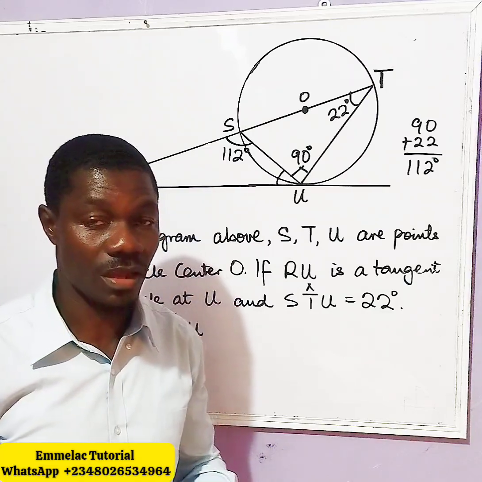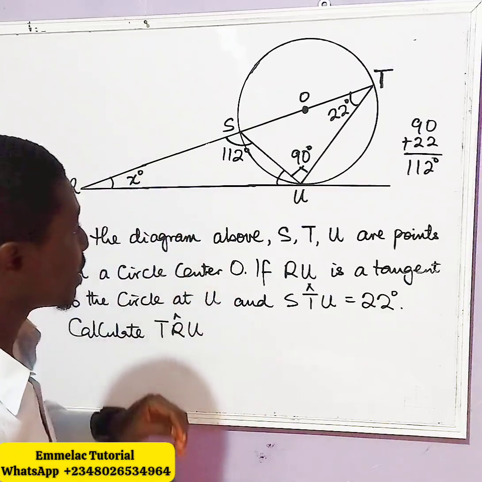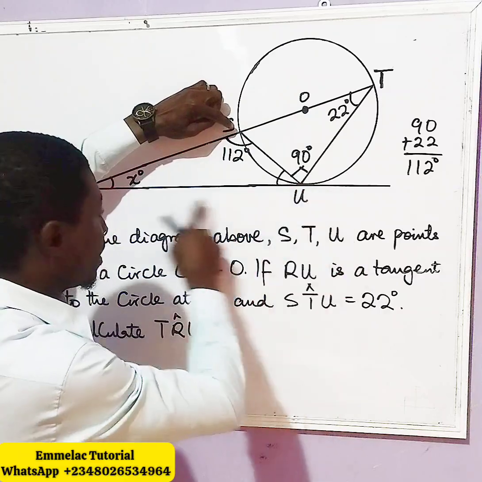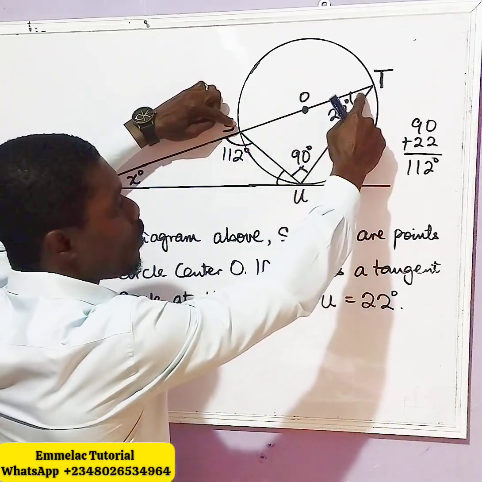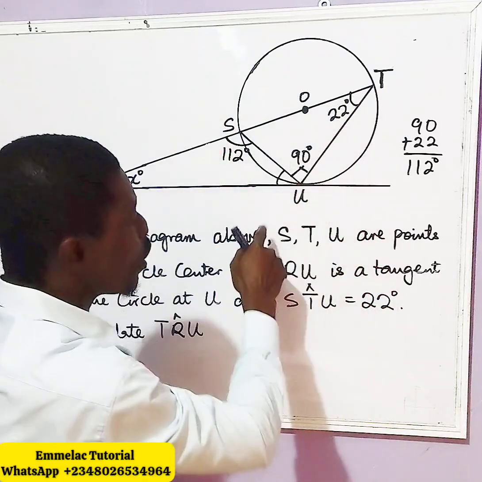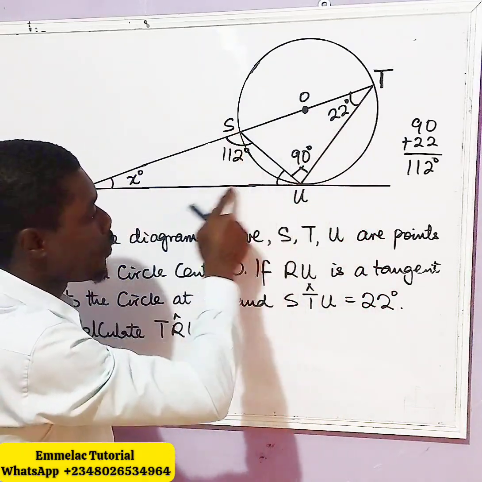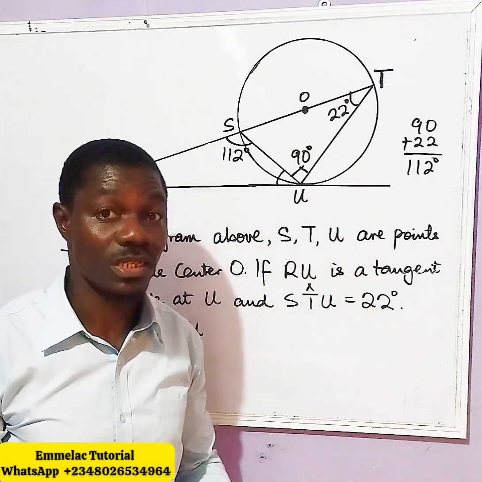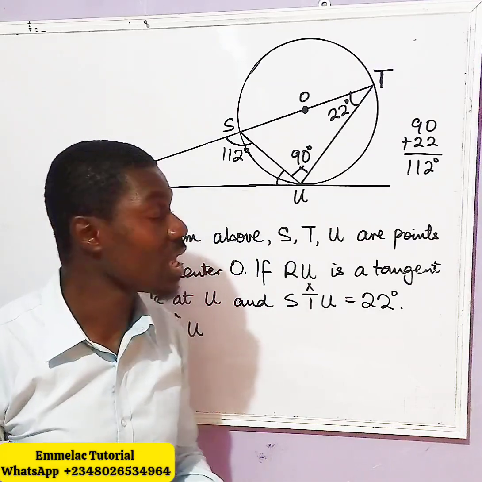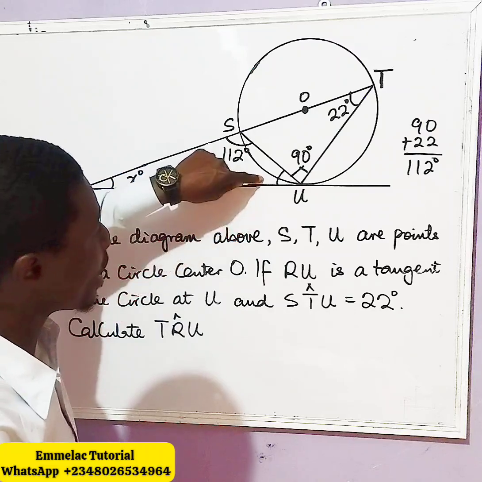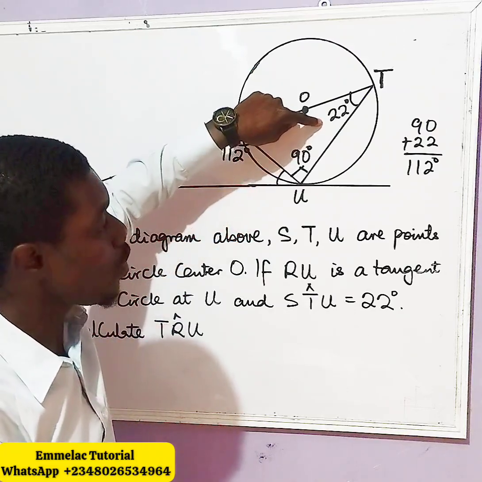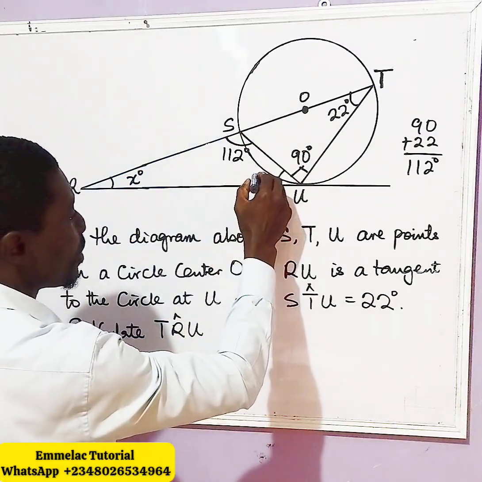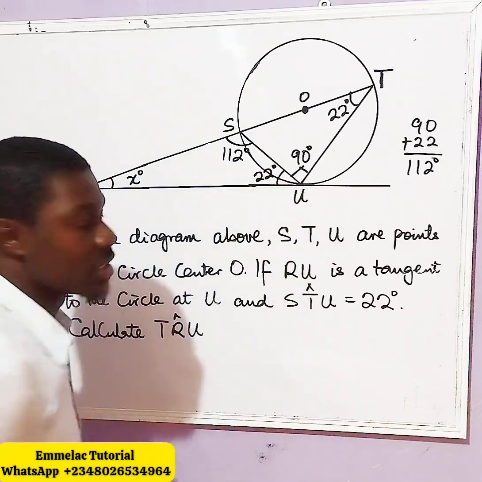Now let's know what this place will be. There's a rule that says that when a chord meets a tangent like this, the angle formed here is equal to the angle this same chord forms with the tangent. We call that the alternate segment angle. So this angle here will definitely be equal to this angle here, which means this angle here is 22 degrees.